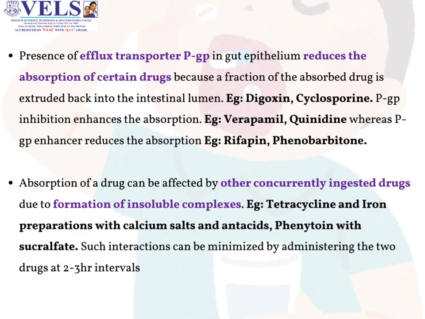The absorption of a drug can also be affected by other concurrently ingested drugs because of the formation of insoluble complexes. For example, tetracycline and iron preparations, when given along with antacids and calcium salts, form complexes that reduce the absorption. These types of interactions can be minimized when these drugs are administered at 2 to 3 hour intervals.